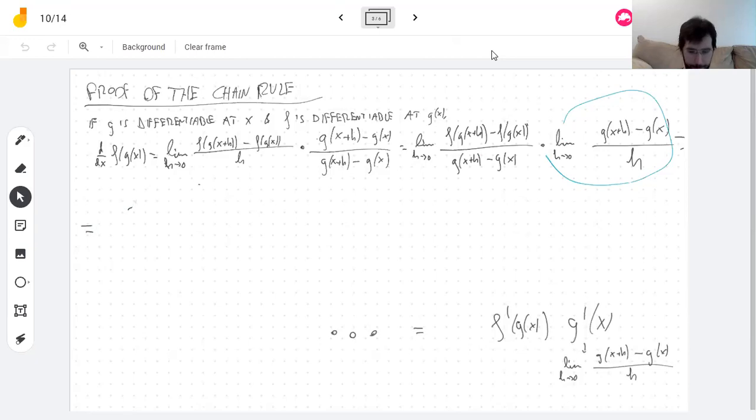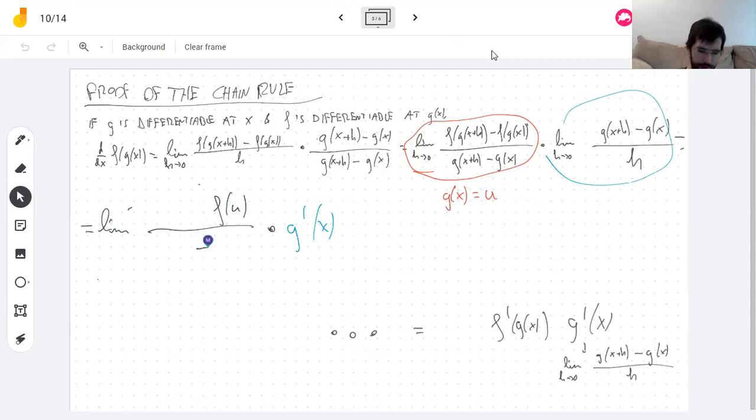So now the second limit. For the second limit, what I need to do to convince myself that I'm getting the correct answer is to replace g of x by another letter. So what if I go over here and I replace g of x by u. Then I'm gonna get the limit of f of u, and here there's gonna be a u, and here there's gonna be something else.